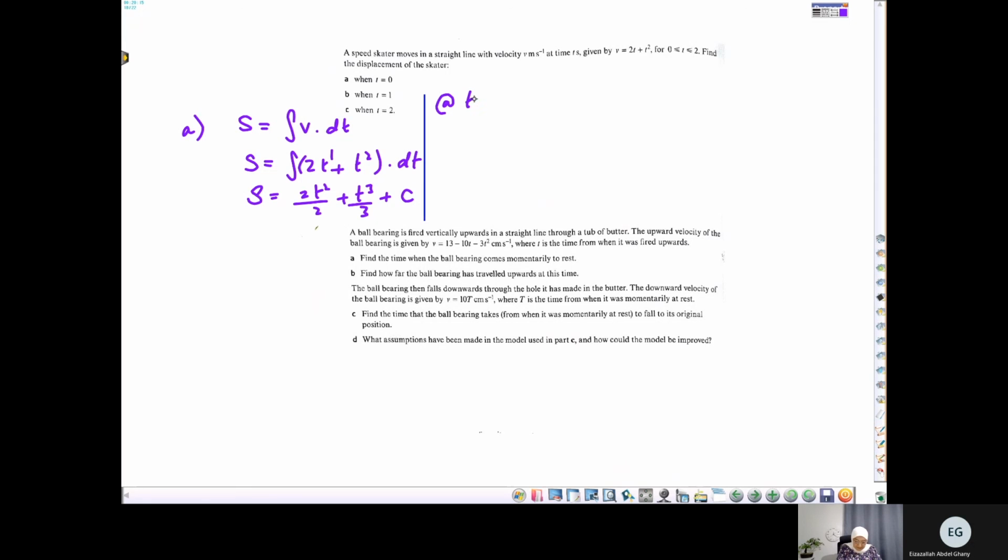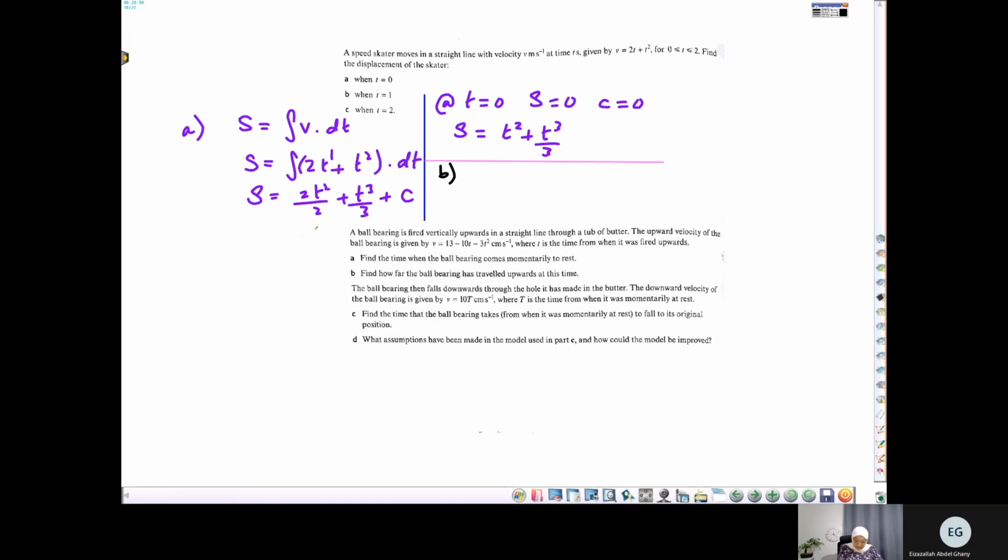So for part A, we will say the famous sentence that I always say in this case. At t equals 0, displacement equals 0, so c equals 0. So now, in the first case, S1 will be t squared plus t cubed over 3. I'm done.